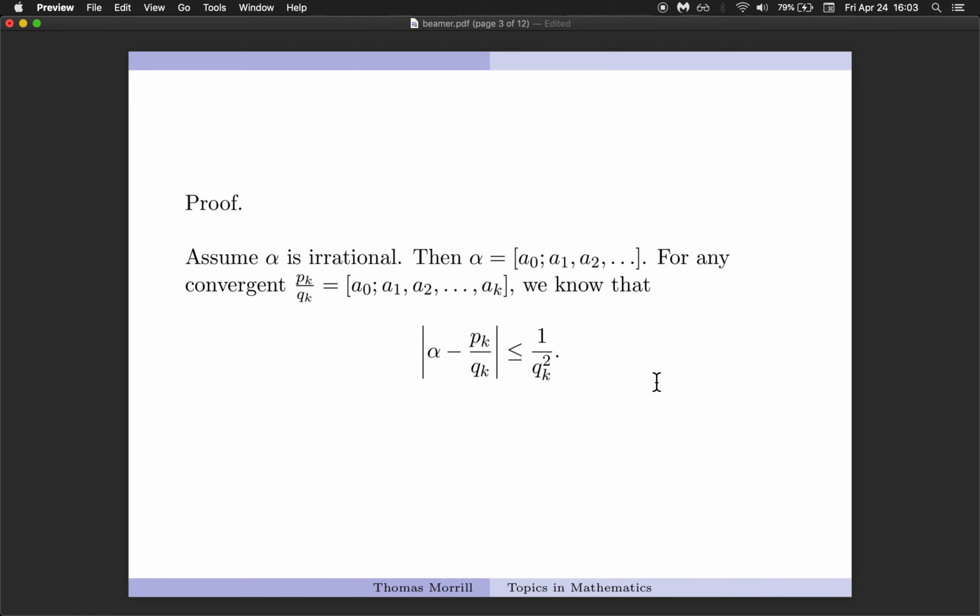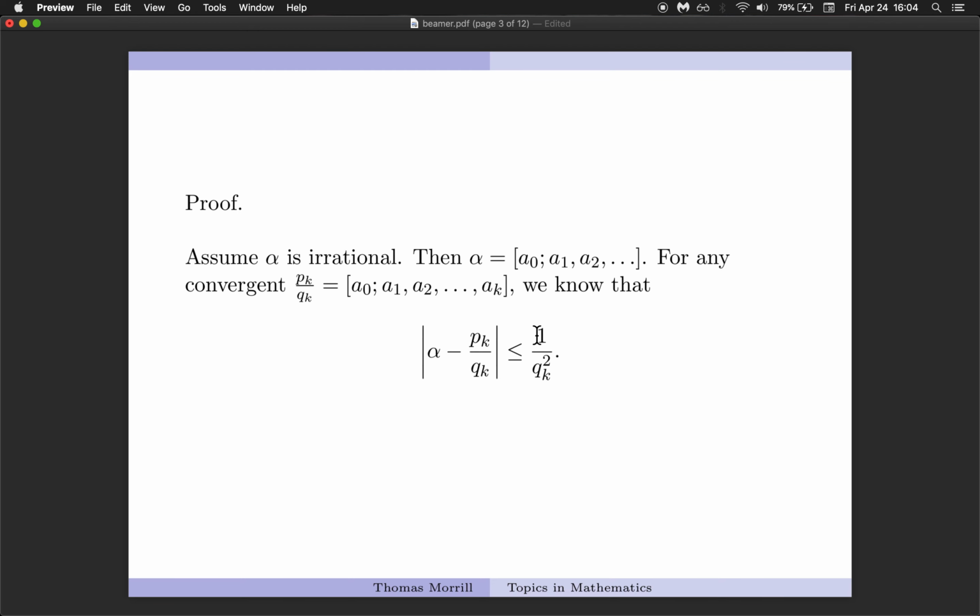And it was a property I showed that for any convergent pk on qk, the error between alpha and the convergent is going to be less than or equal to 1 over qk squared. This is actually a little bit weaker than the formula I showed last time. The upper bound is 1 over qk squared times ak plus 1. So you get an even better approximation if your next term in the expansion is a big integer. But that's all aside. We don't need that for the proof.